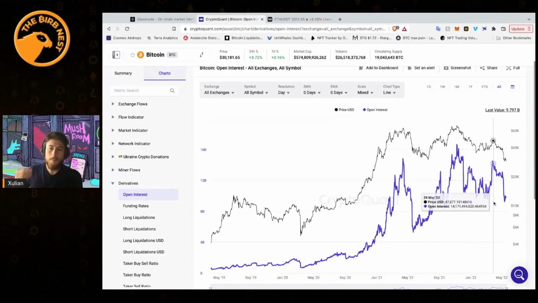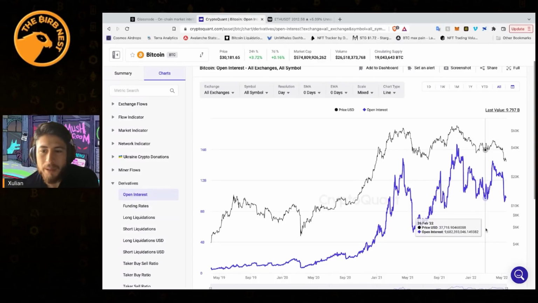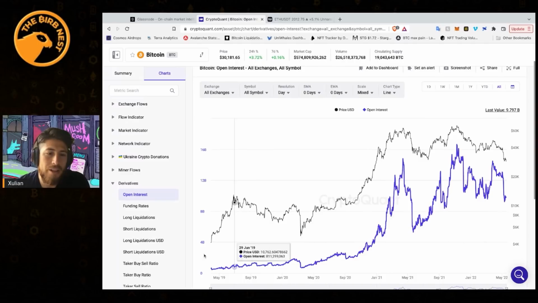What does this mean? Well, it's liquidation cascades. People are getting liquidated pretty strongly as price goes down. Why does that happen? People are over leveraged and are forced to close positions or they're going to be margin called.